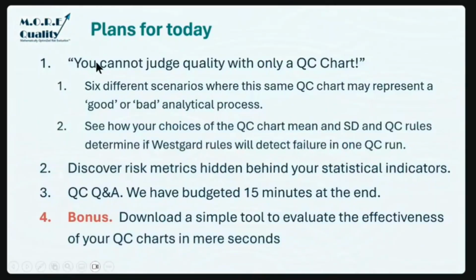Our plans for today, first of all, is a session with two components. You cannot judge quality with only a QC chart. We're going to look at 6 different scenarios where the same QC chart may represent good or bad analytical processes, and see how your choices of the QC chart, mean, and SD rules determine if those QC rules will detect failure in one run. We're going to take a quick look at discovering risk metrics hidden behind your statistical indicators, making that transition from statistical QC to clinical risk management.